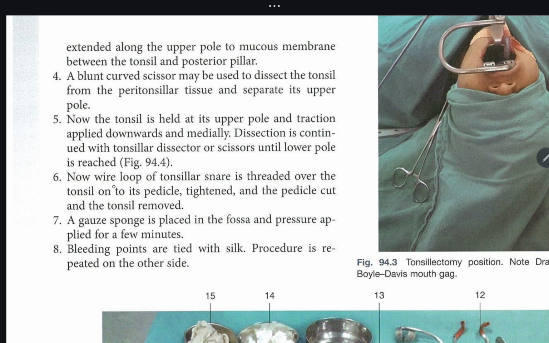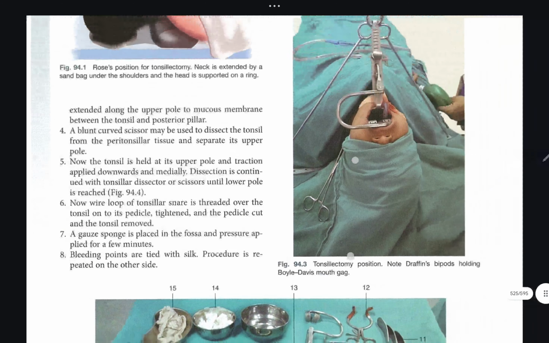6. Now, wire loop of tonsillar snare is threaded over the tonsil onto its pedicle, tightened and the pedicle cut and the tonsil removed. 7. A gauze sponge is placed in the fossa and pressure applied for a few minutes. 8. Bleeding points are tied with silk. Procedure is repeated on the other side.